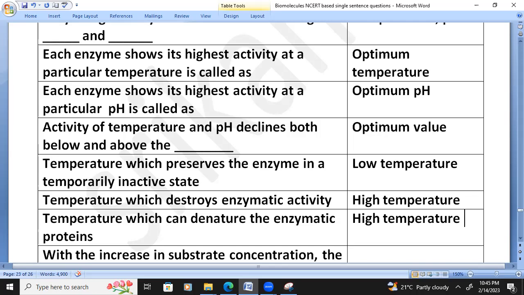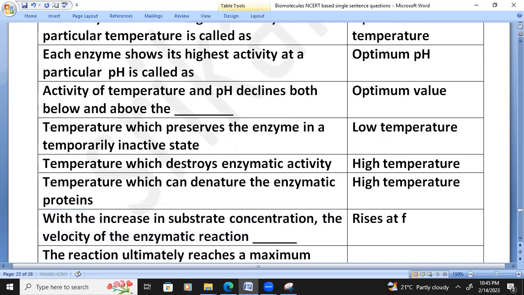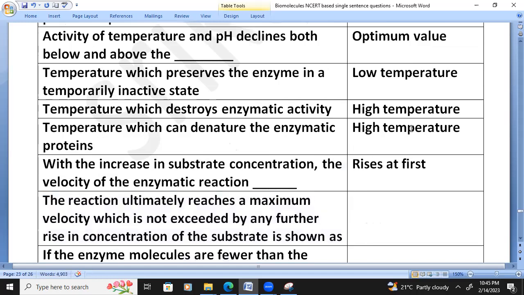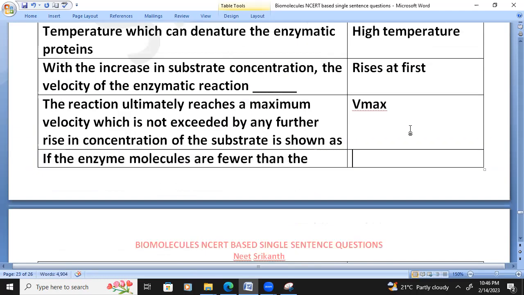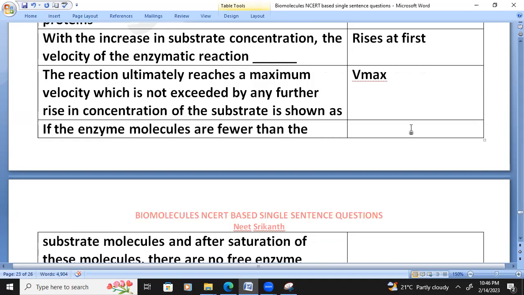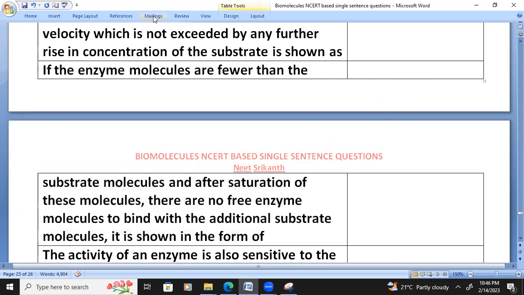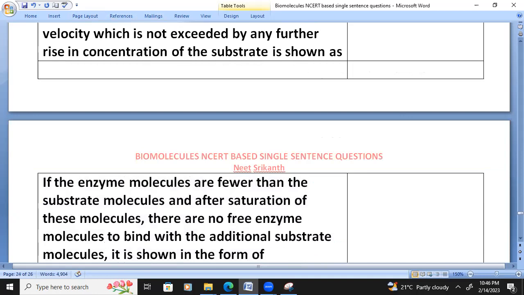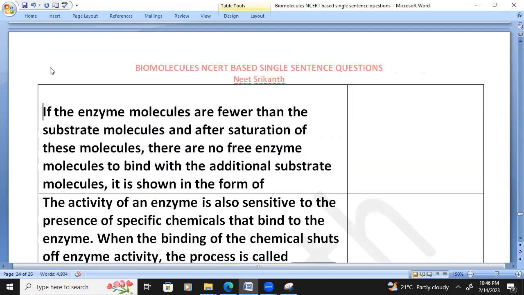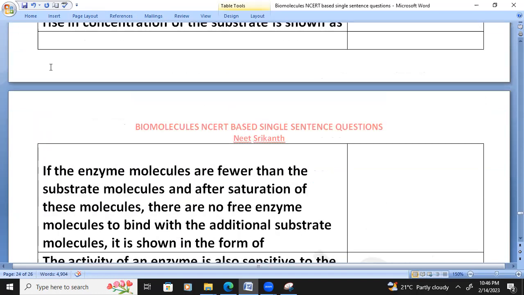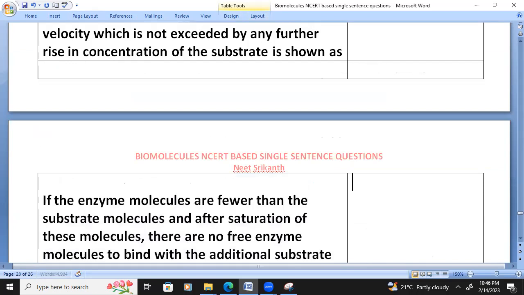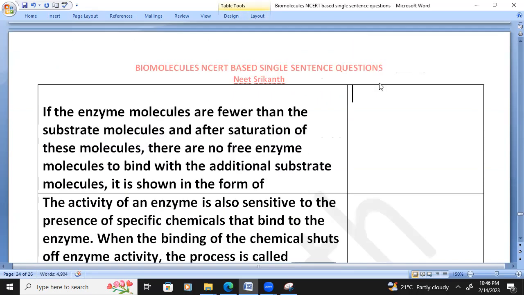With the increase in substrate concentration, velocity of the enzymatic reaction rises at first. The reaction ultimately reaches a maximum velocity, shown as Vmax, which is not exceeded by any further rise in concentration of the substrate. The enzyme molecules are fewer than the substrate molecules, and after saturation there are no free enzyme molecules to bind with the additional substrate molecules. It is shown in the form of Vmax.